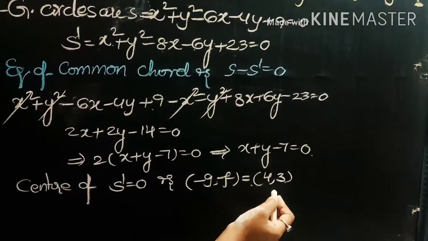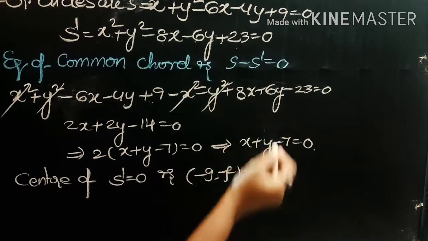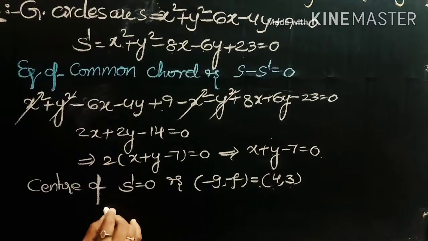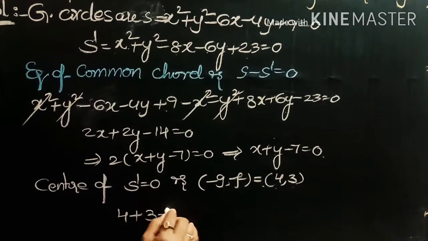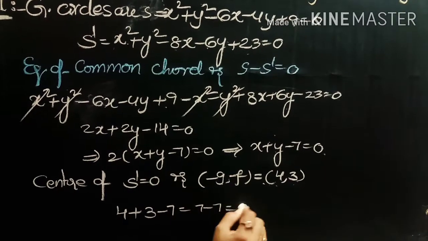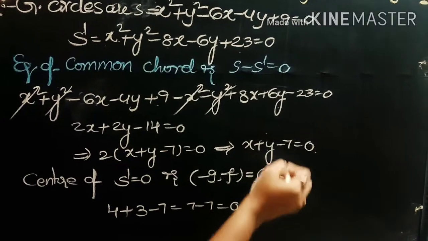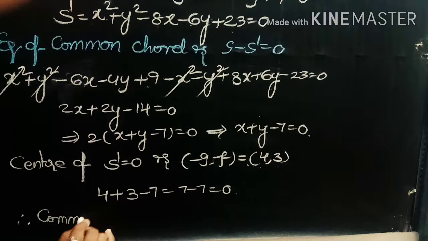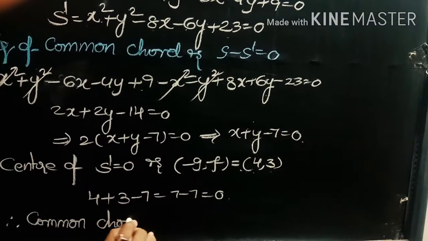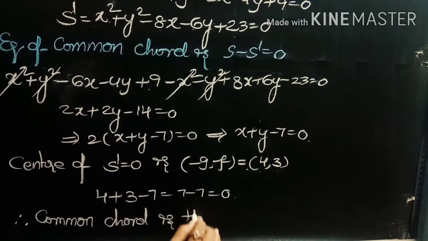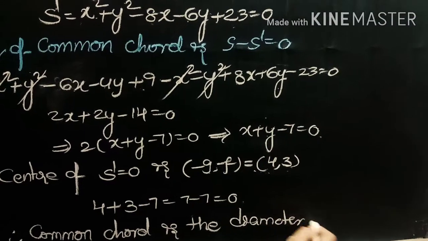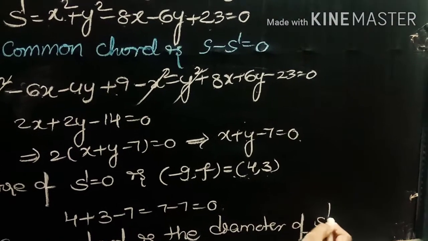Now we want to show the center lies on the common chord of the circles, that is, replacing this point 4 comma 3 in the above equation. So 4 plus 3 minus 7 is equal to 7 minus 7 equal to 0. That is, the point 4 comma 3 satisfies the equation. Therefore the common chord is the diameter of the second circle. Common chord is the diameter of S dash equals to 0.